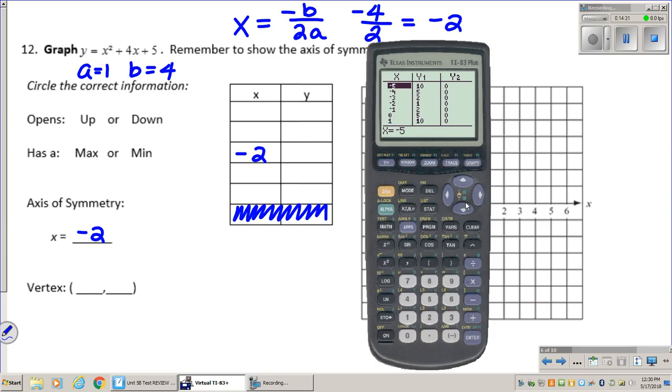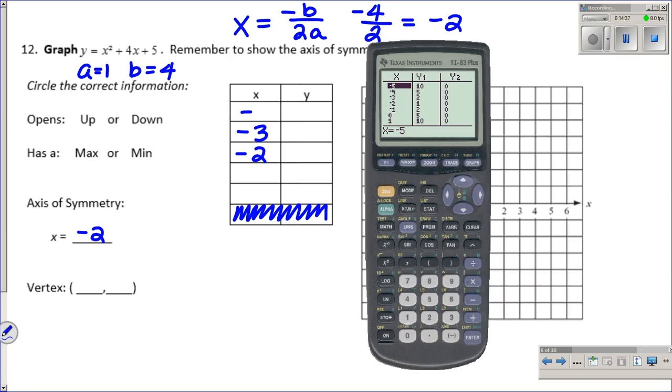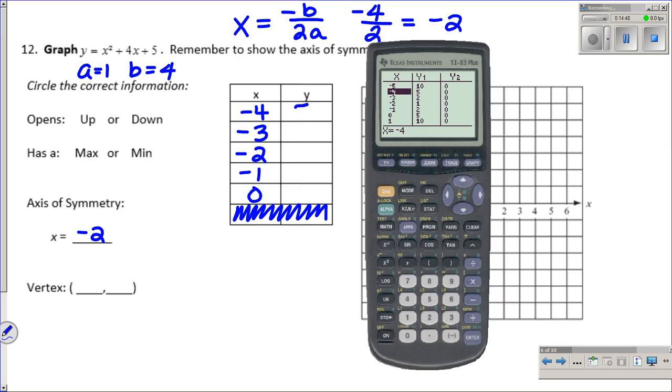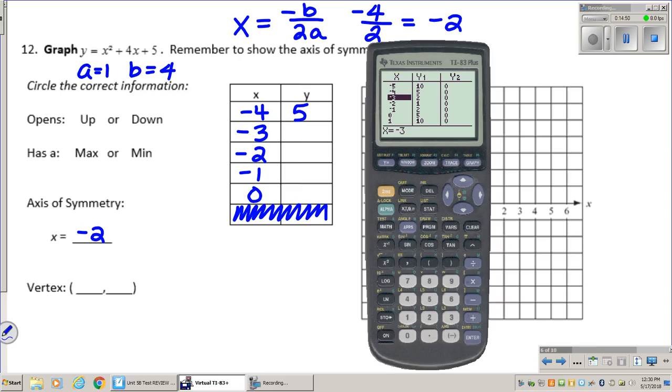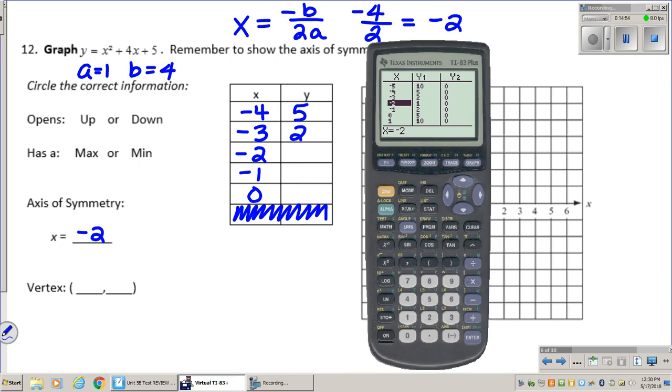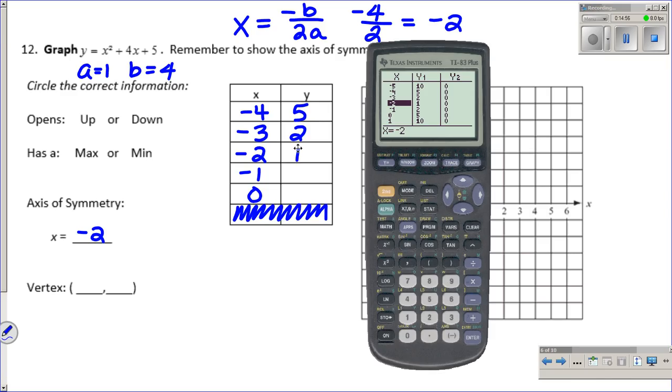We know negative 2 is going to be the vertex. So we need 2 values less than negative 2. So that's going to be negative 3 and negative 4. And 2 numbers larger than negative 2 would be negative 1 and 0. So in your table, you're looking at when x equals negative 4, y equals 5. When x equals negative 3, y equals 2. Your vertex is at negative 2, 1. So I'm going to write that down real quick while I'm thinking about it.